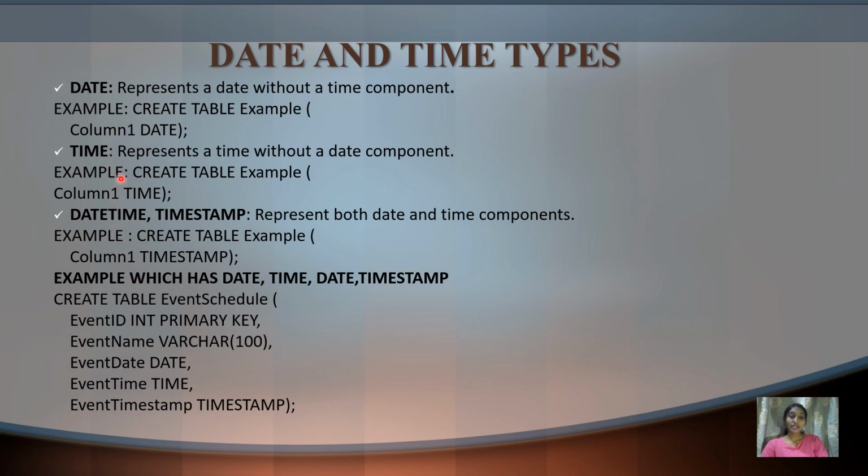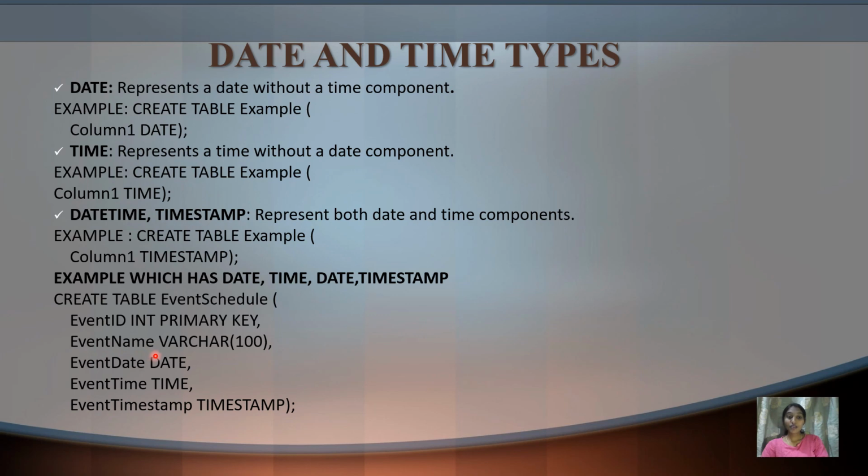Here is the example which includes all the three data types, that is date, time and datetime timestamp. Create a table event schedule. We are creating a table of event schedule. The first one is event ID. Event ID is nothing but a whole number. We are inserting values with numbers here. So we are specifying it with the int.